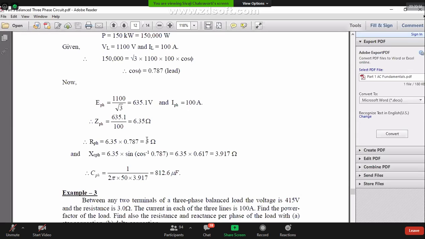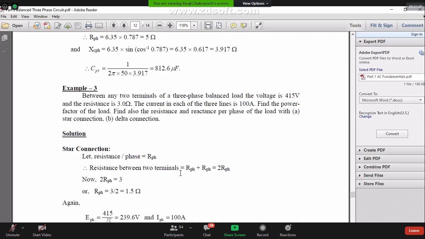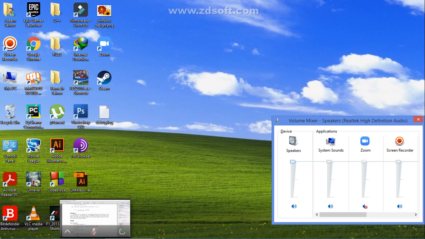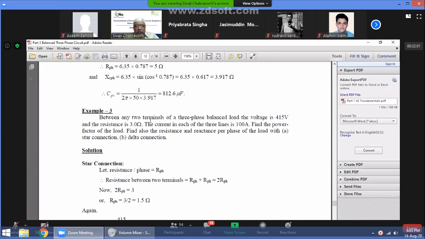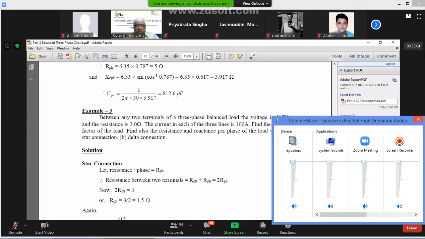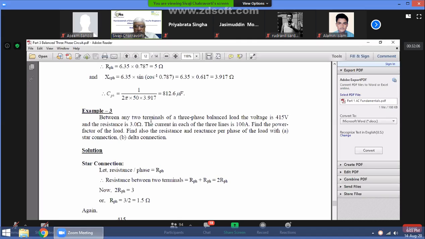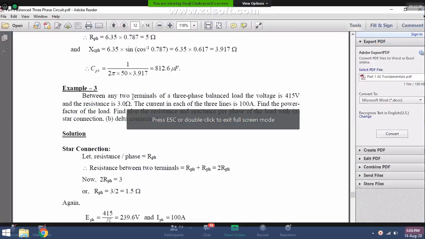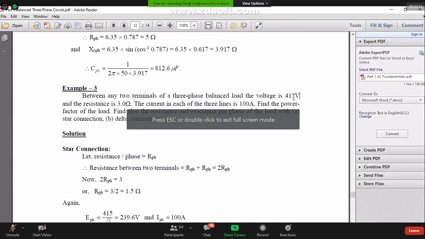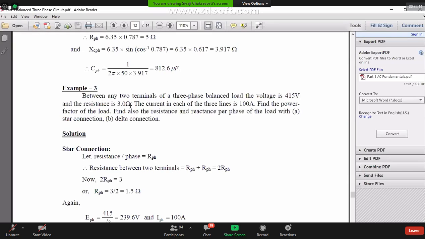Then it is very simple. I know the power factor. I know that R phase will be Z into cos phi, so I get 5 ohm. Then X will be Z into sin phi, so I calculate, I get 3.917 ohm. And I know this is a capacitance, so this X is 1 by 2 pi FC. Frequency is given 50 Hz. So I put into the formula, I get it is 812.6 microfarad. So my circuit constants are 5 ohm resistance, 812.6 microfarad capacitance. That's how we solve the problem.